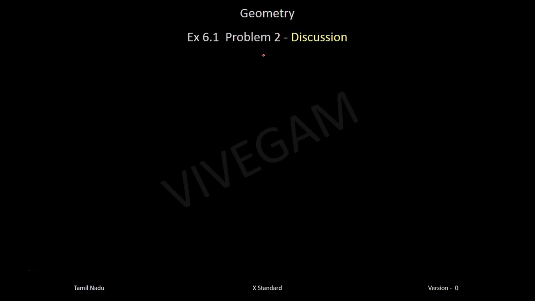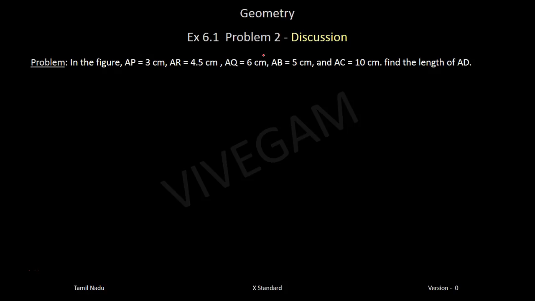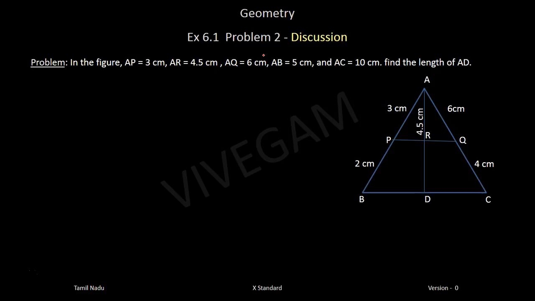Exercise 6.1 problem 2 discussion. In the figure, AP equals 3 cm, AR equals 4.5 cm, AQ equals 6 cm, AB equals 5 cm, and AC equals 10 cm. Find the length of AD.